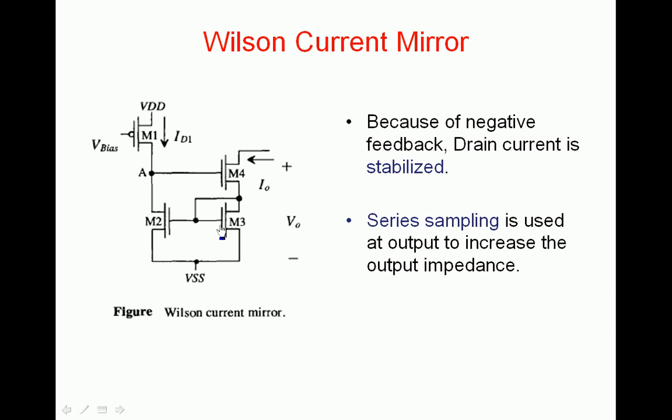First we will see the important points related to the Wilson current mirror. The Wilson current mirror has negative feedback. Because of negative feedback, drain current is stabilized. There are four different types of feedback: voltage series, voltage shunt, current series, current shunt. Out of that, current series sampling is used in the Wilson current mirror. Whenever series sampling is used, output impedance is increased by 1 plus A beta times, so that output impedance is more than without feedback.